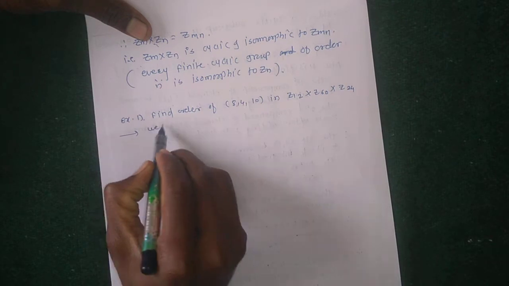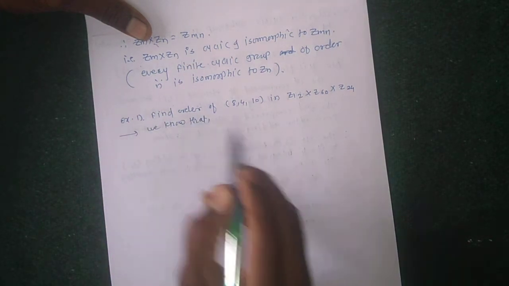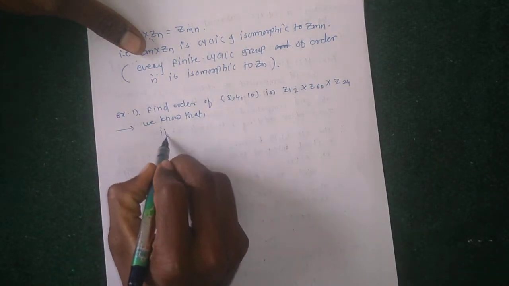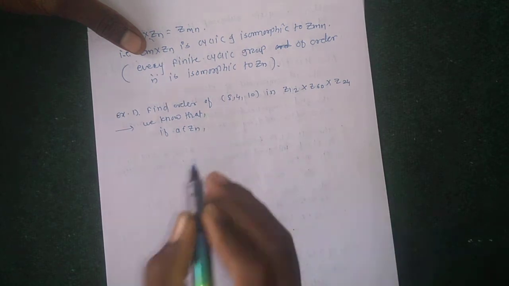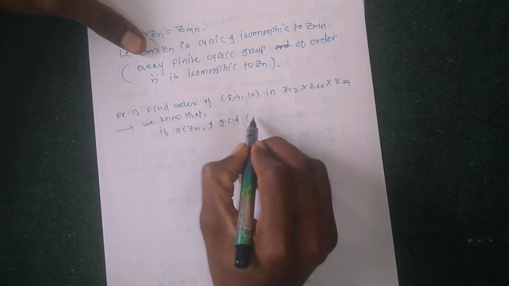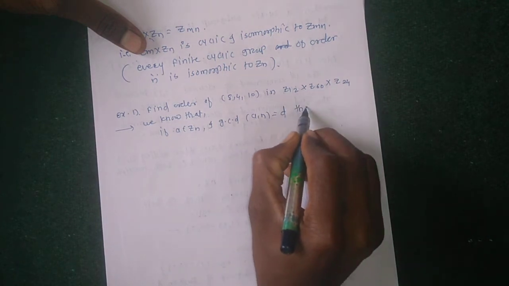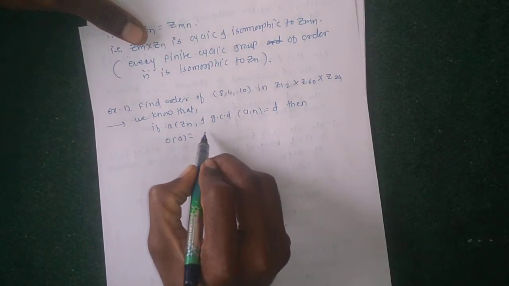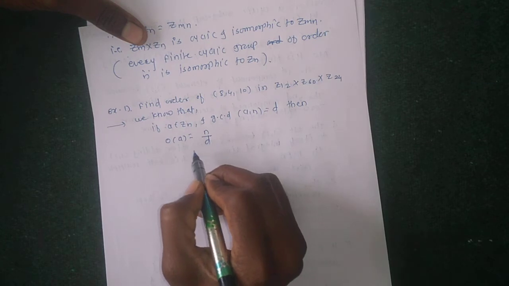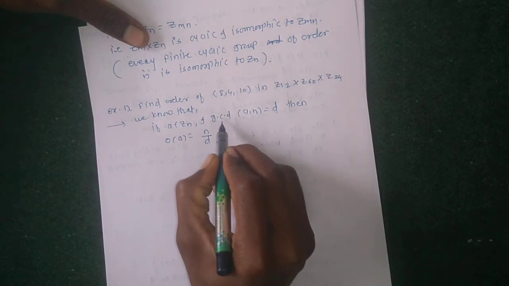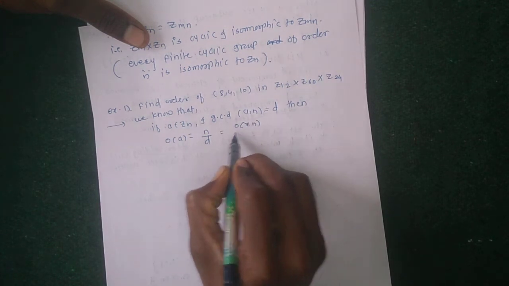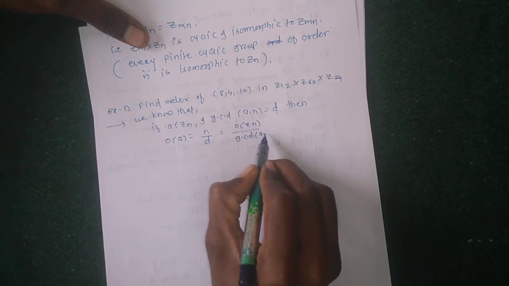Here one remark, seen in previous lectures on the definition of a cyclic group: if a belongs to Zn, and GCD of a and n equals d, then the order of a equals n divided by d, that is, the order of a equals n divided by GCD of a and n.